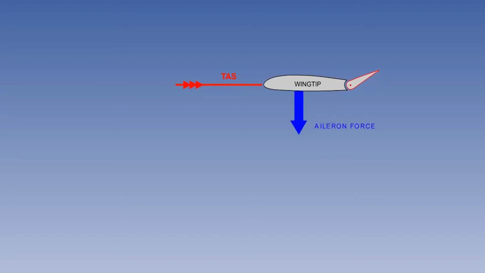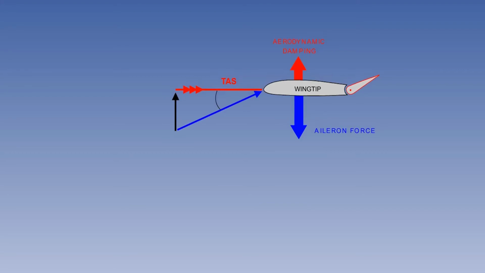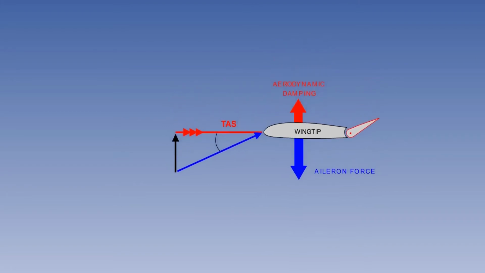The aileron has been moved up to generate a downforce. The aircraft will begin to roll. This wing is now moving downwards in addition to moving forwards. The black vector represents the downward speed of the wingtip. The blue vector represents the effective airflow and is the resultant of the TAS and the rate of roll. The angle between the TAS vector and the effective airflow vector is the change in effective angle of attack. This increase in effective angle of attack on the downgoing wing generates an up force called aerodynamic damping. Aerodynamic damping reduces the rate of roll.